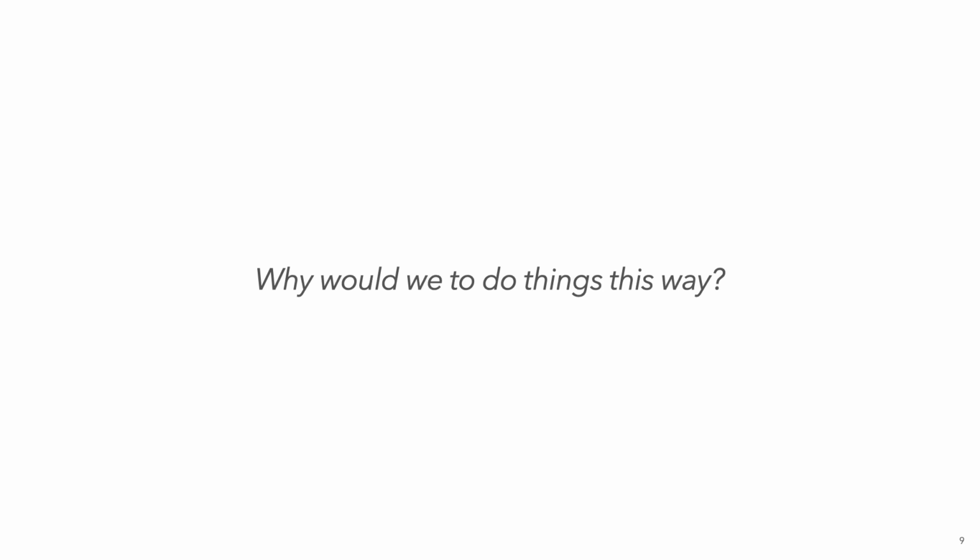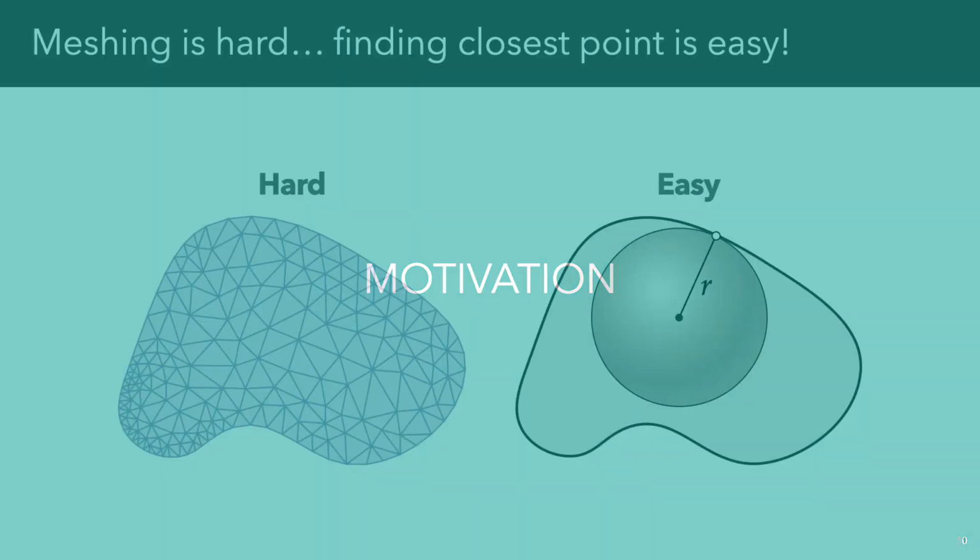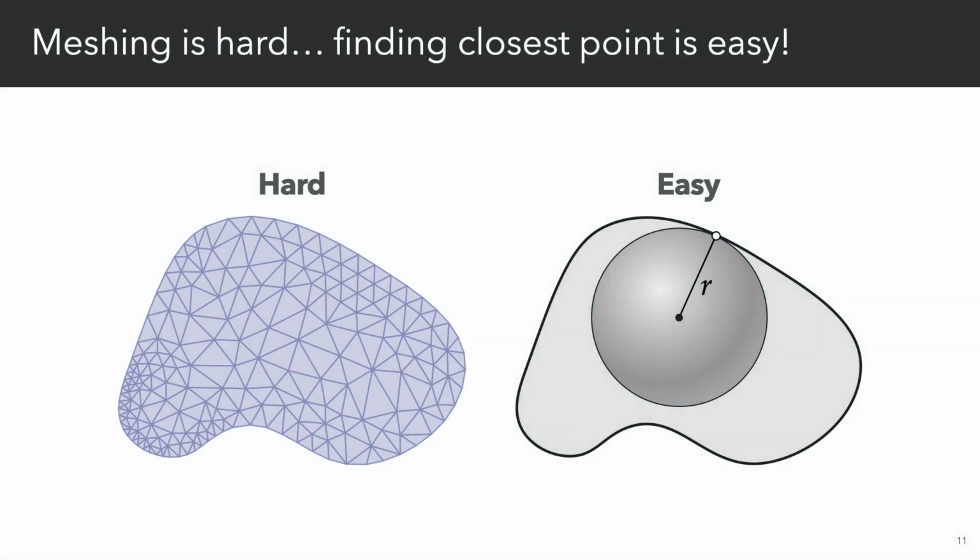Okay, but before I go into any further details, I would like to first motivate why we want to do things this way. So the basic reason for seeking out alternative strategies to classic PDE solvers is that working with geometry through meshing can be really hard. But finding the closest point to the boundary, like we need for walk on spheres, is a simple and robust operation that doesn't really require any heavy data structures.